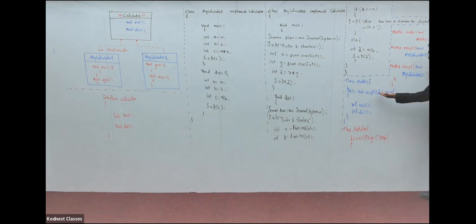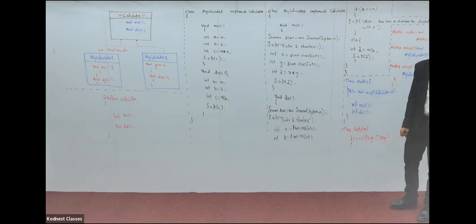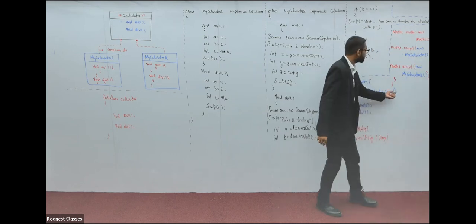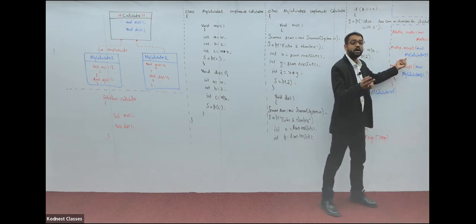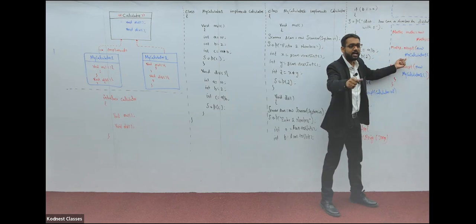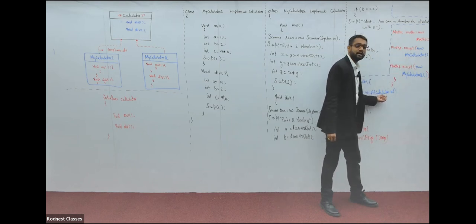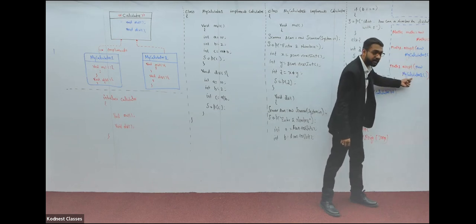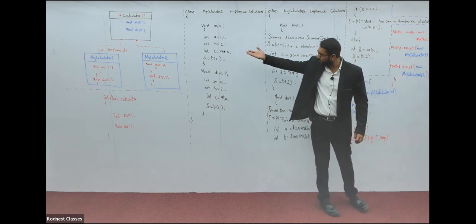Correct. I have created an interface type reference, but what am I passing? Child class object's reference. For the first time, what will it connect? Reference of my calculator 1, which is a child class. Second time, what is it collecting? My calculator 2's reference, which is the child class. Look at the hierarchy.